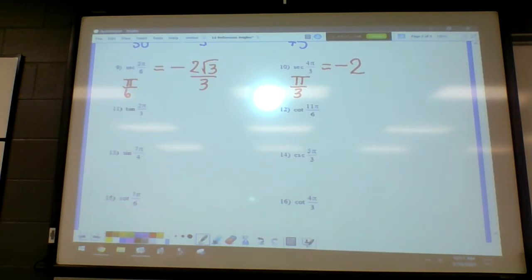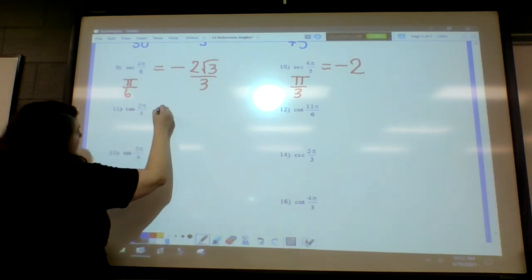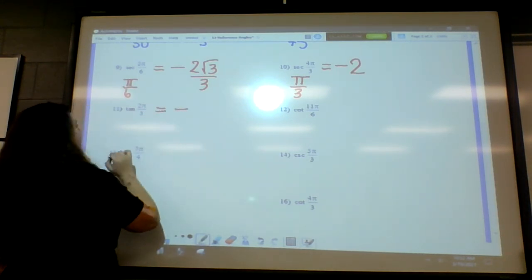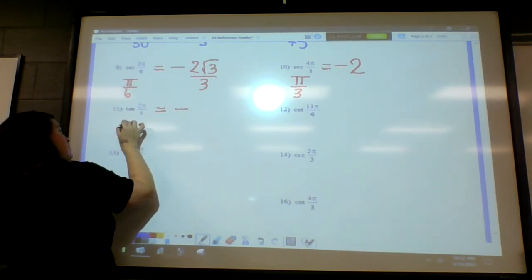All right, tangent 2 pi over 3. What quadrant is that one in? 2 pi over 3. It's in the second because 2 over 3 is not quite 3 over 3, right? So didn't make it to the full pi yet. So in Q2, is tangent positive or negative? Negative. And what's our reference angle?